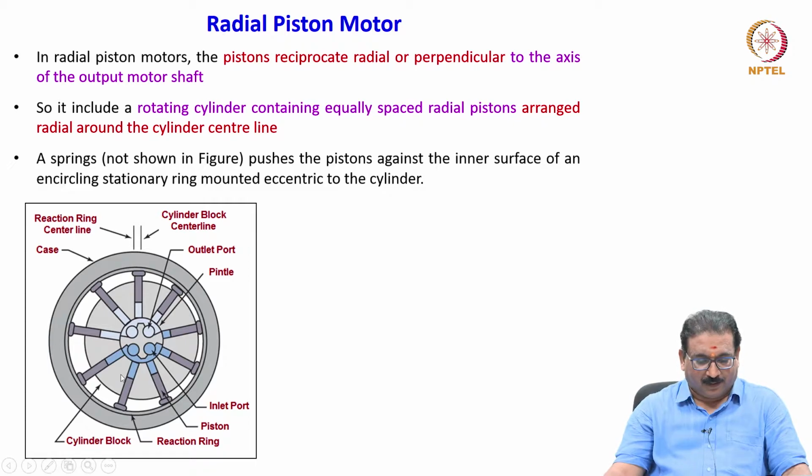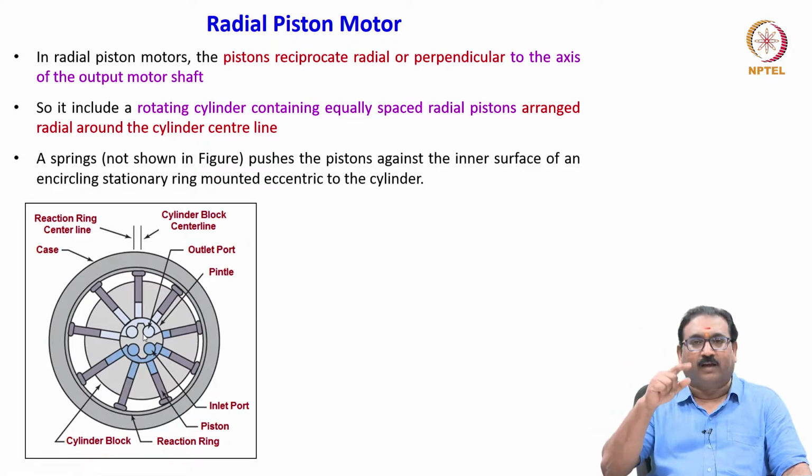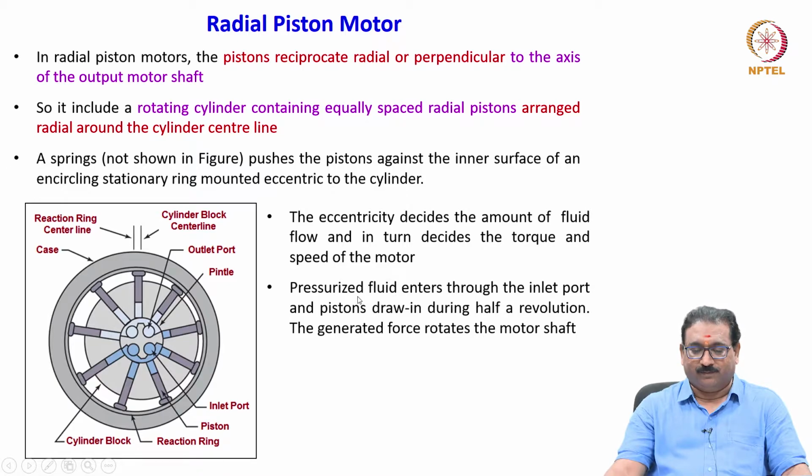Correct here? Here I am showing you high pressure oil will enter through the inlet ports. You will see in the pintle here the inlet port and outlet port. Inlet port is where the high pressure oil will enter, and the outlet port is connected to the tank. After rotating the shaft, it will leave to the tank. The eccentricity decides the amount of fluid flow and in turn decides the torque and the speed of the motor.